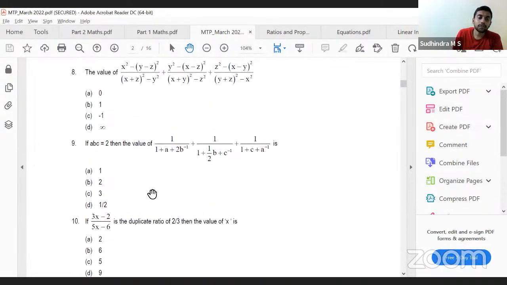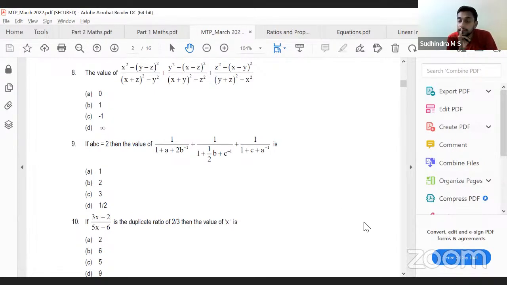Last one. Okay, if 3x minus 2 divided by 5x minus 6 is the duplicate ratio of 2 by 3, then find the value of x. What is a duplicate ratio? It is the square of the same ratio, that is compounding with the same ratio. So 3x minus 2 divided by 5x minus 6 is the duplicate ratio of 2 by 3.